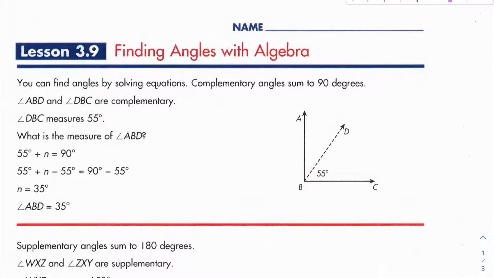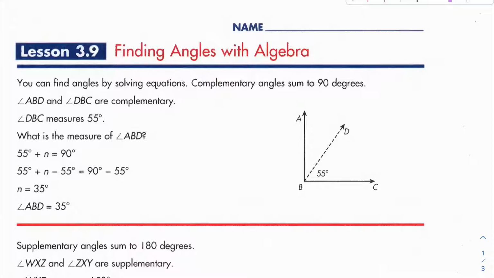It tells us that angle ABD and angle DBC are complementary. So those two angles should add together to form 90 degrees. It also tells us that angle DBC measures 55 degrees. Then it asks, what is the measure of angle ABD?